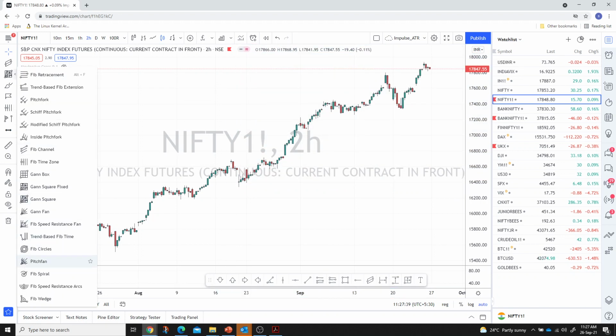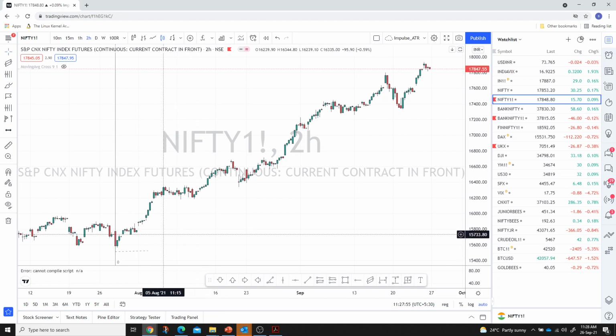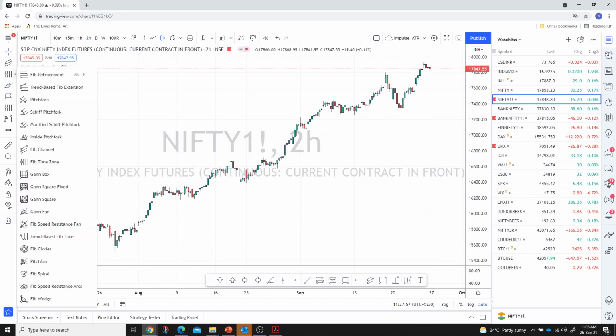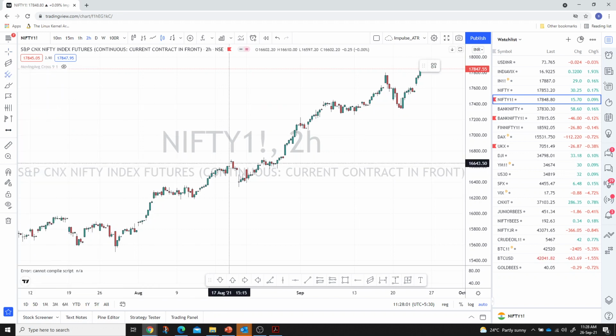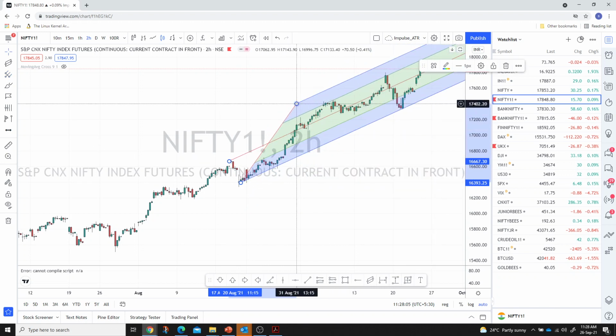Then there are tools related to cycles and time zones. So people who think that price history repeats itself, you can use this, and you can draw time cycles. Then there are pitchforks. This is also a commonly used tool. A pitchfork usually tells you the range of the market in a regression trend using some price patterns.